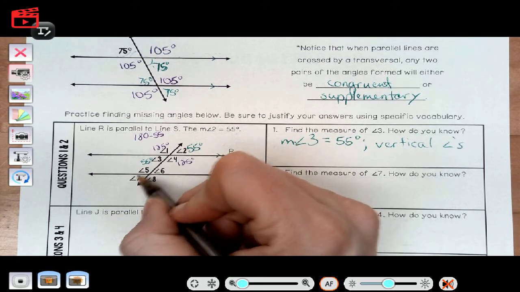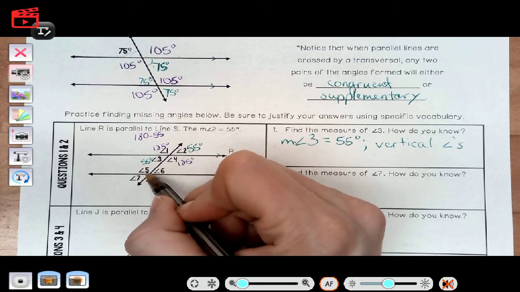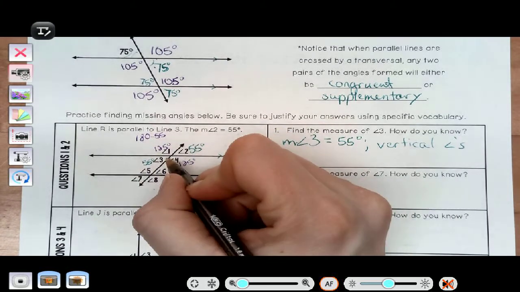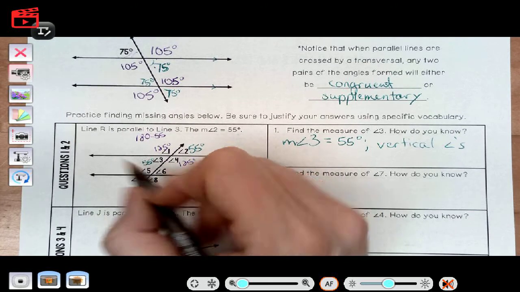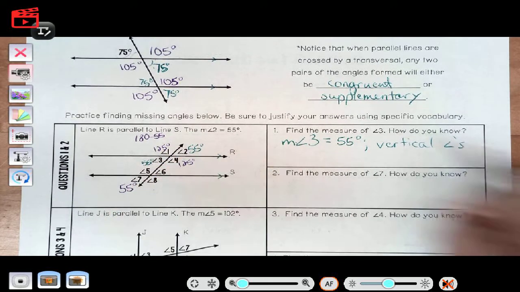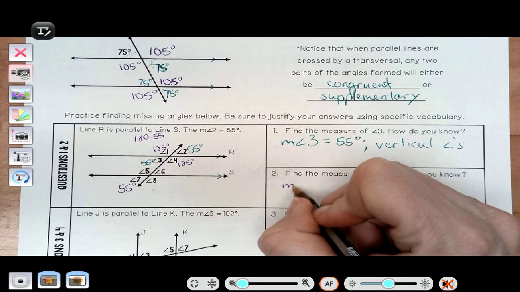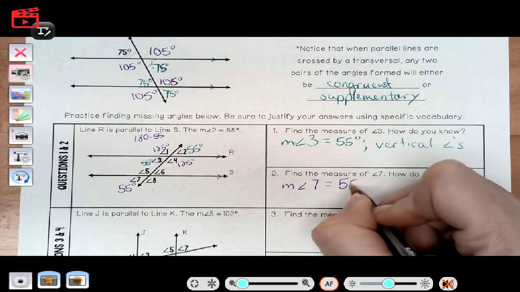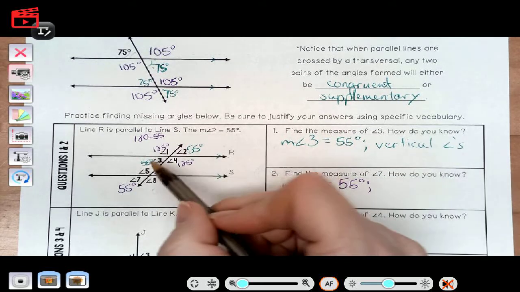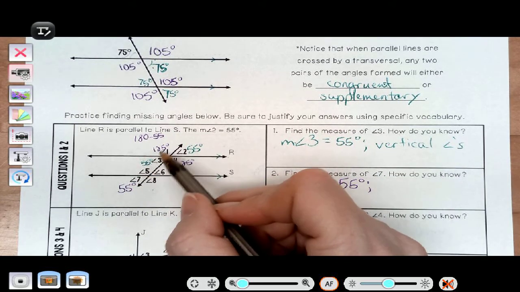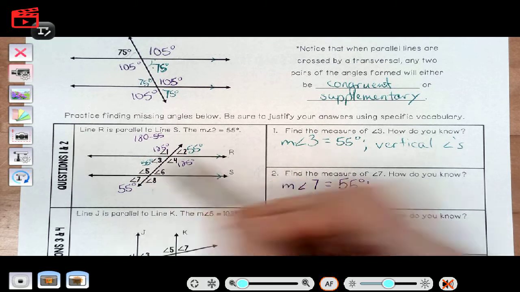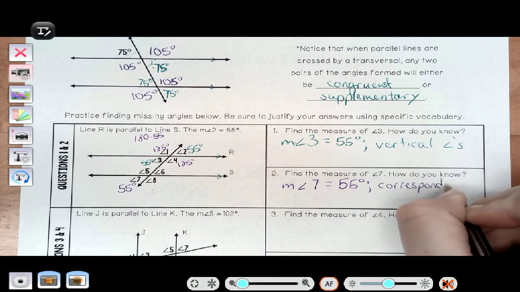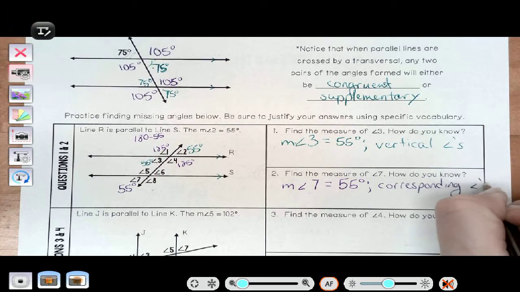But I look at 3 and I look at 7 here. They're both below the parallel line, and they're to the left of the transversal. Well, that means this has to be 55 degrees as well. So I'm going to say the measure of angle 7 equals 55 degrees. And the reason this time isn't vertical angles. They're holding the same spot. Below to the left, below to the left. That is corresponding angles.